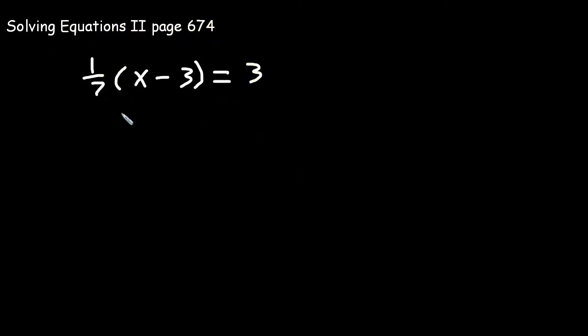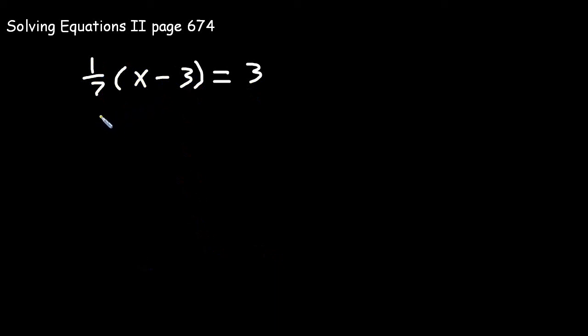On this page you'll find this problem: 1/7 times the quantity x minus 3 equals 3. We want to solve this equation. We want to find out what number you substitute in for x that would make this true. The way you want to do that is you want to get x by itself. You want to rearrange this equation so you have x equal to some number. So you want to get rid of the 1/7 and the minus 3. So the question is, how do you do that?